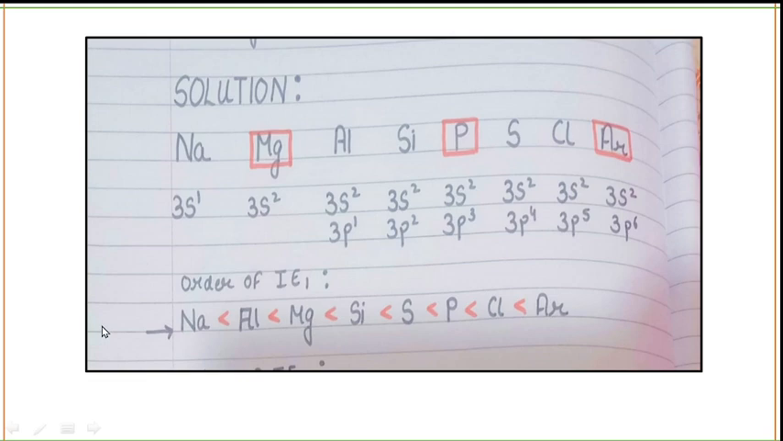I hope you guys are now clear about the concept of ionization enthalpy. The basic things you need to remember are, first of all, the atomic number of that particular atom, the number of electrons present in that atom, and you should have a clear-cut idea about the electronic configuration of that particular atom.